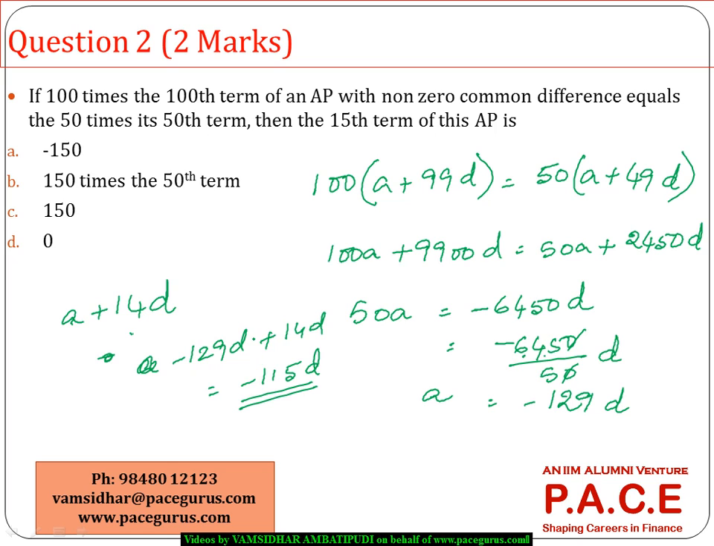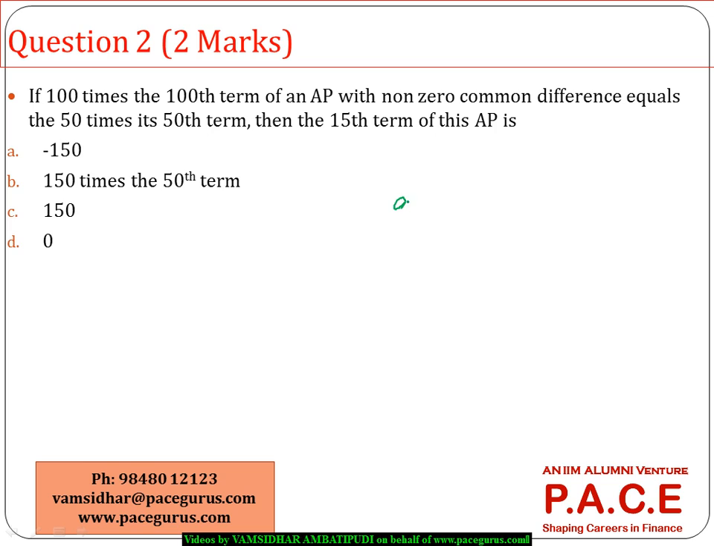I'm sorry, there is a calculation mistake here. This actually is minus 7450D. So if I am doing minus 7450 by 50, this is becoming A equal to minus 149D. Right? A equal to minus 149D. And here I am not interested in the 15th term. There was again a typo error here. This was the 150th term of this AP.